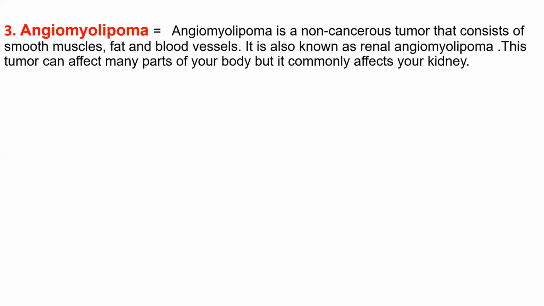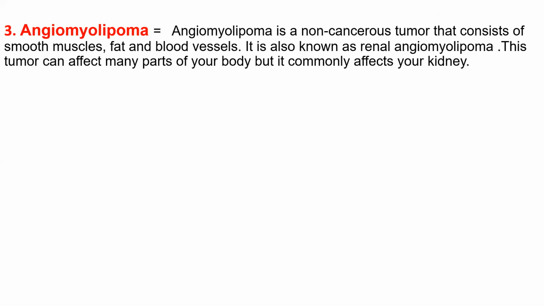Next is the angiomyolipoma. Whenever you study something, always try to pronounce it nicely. You can simply say angiomyolipoma, but first always spell it like this: angiomyolipoma. Then while writing in an exam, you will never get confused with the spelling. You will never make a spelling mistake. So it's angiomyolipoma. Now let us see what is angiomyolipoma.